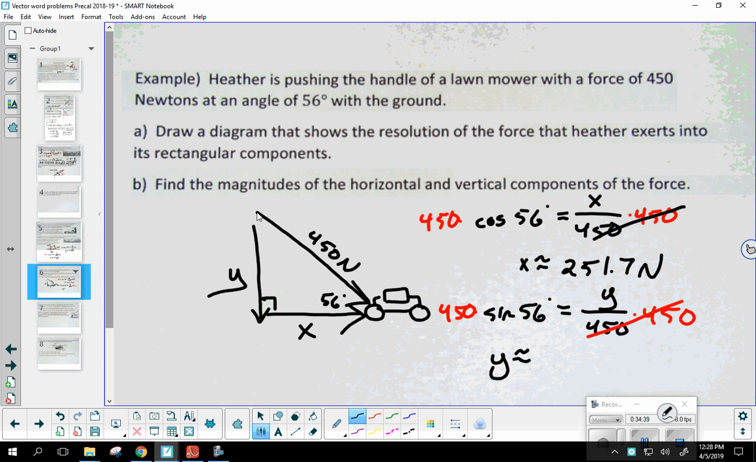373, would you guys agree? 373 newtons. There we go. Just like that. Okay. Perfect. Any questions? Do we feel a little better about those word problems? Does that kind of help?